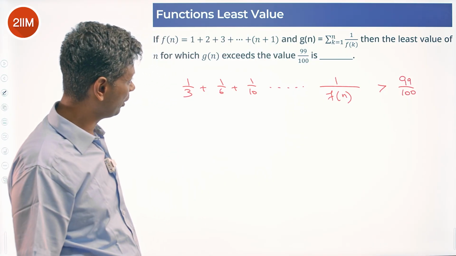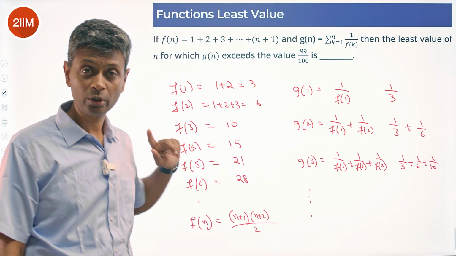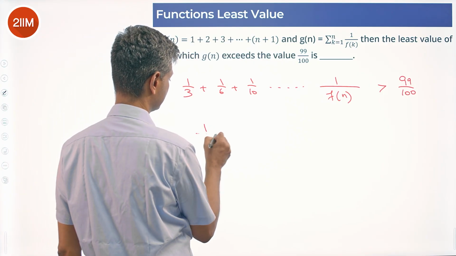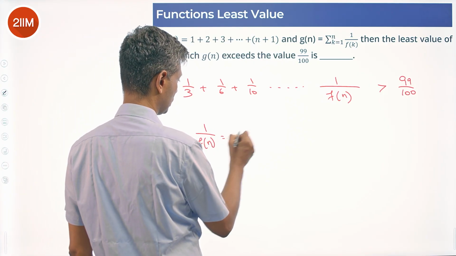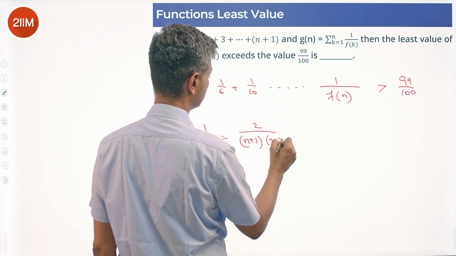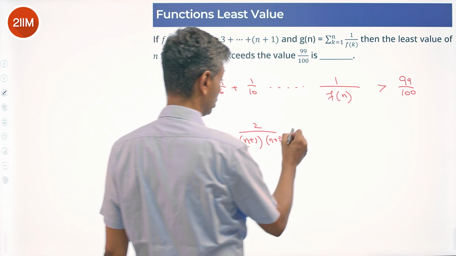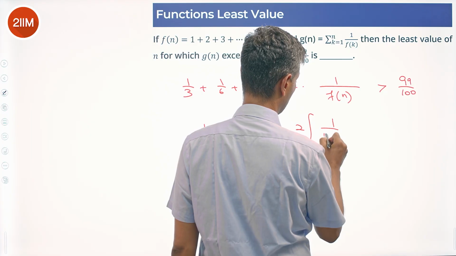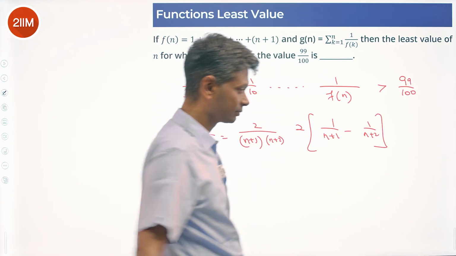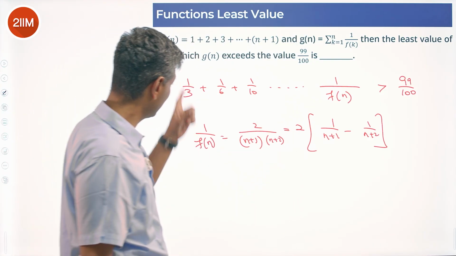F of n is n plus 1 into n plus 2 by 2. So 1 by f of n, I'm going to simplify that: 2 by n plus 1 into n plus 2. Now I know I can break this into partial fractions. This is 2 times 1 by n plus 1 minus 1 by n plus 2. I'm done, because the moment I write it like this, I can simplify this.